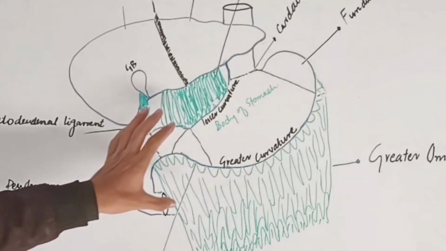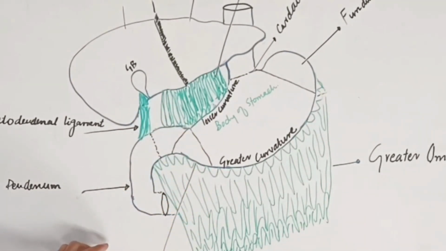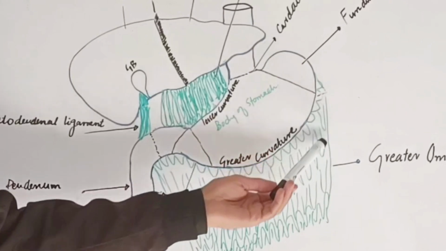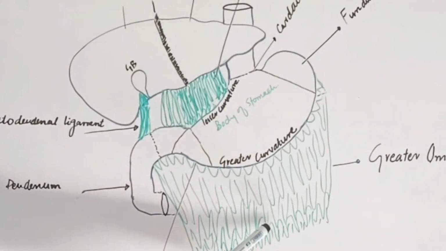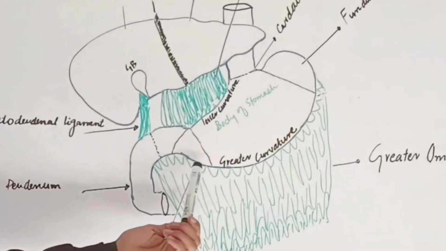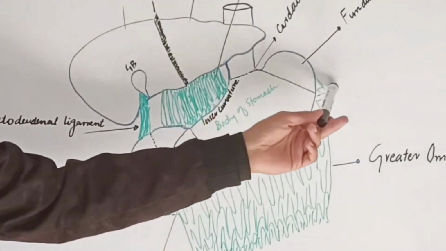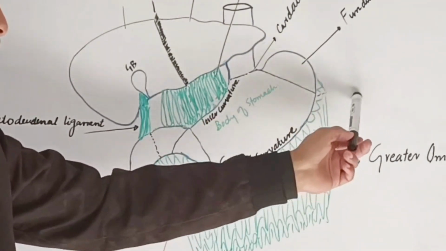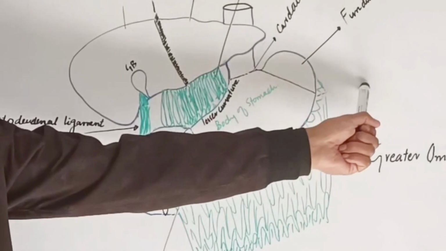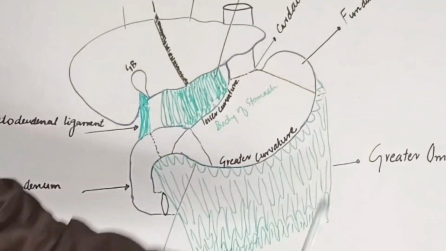So now what are the attachments of the stomach? Here you can see the green part is the greater omentum, which is attached to the greater curvature of the stomach. There is an extension of the greater omentum which attaches to the spleen, which is called the gastrosplenic ligament, but I have not drawn it here.